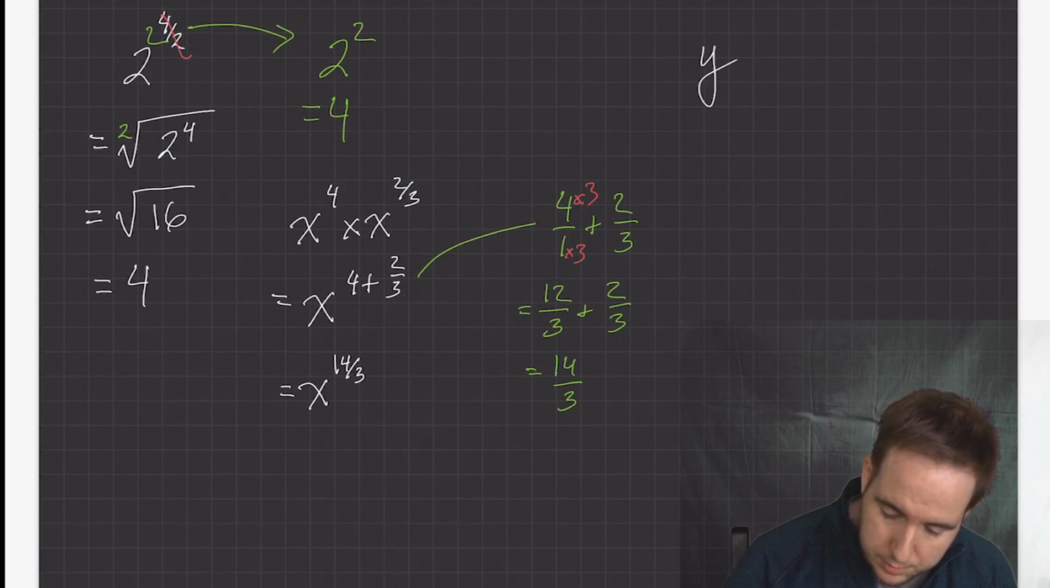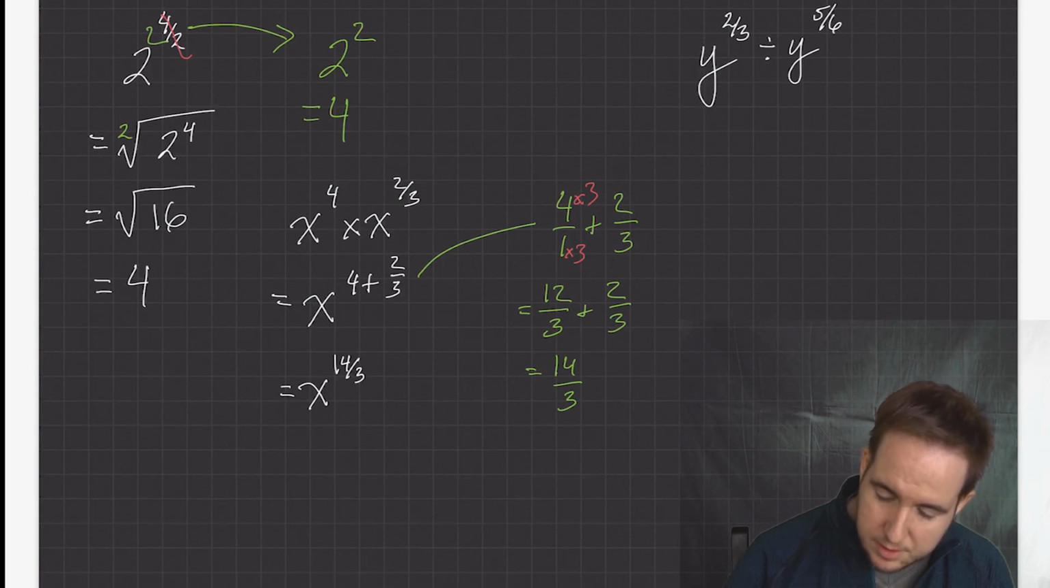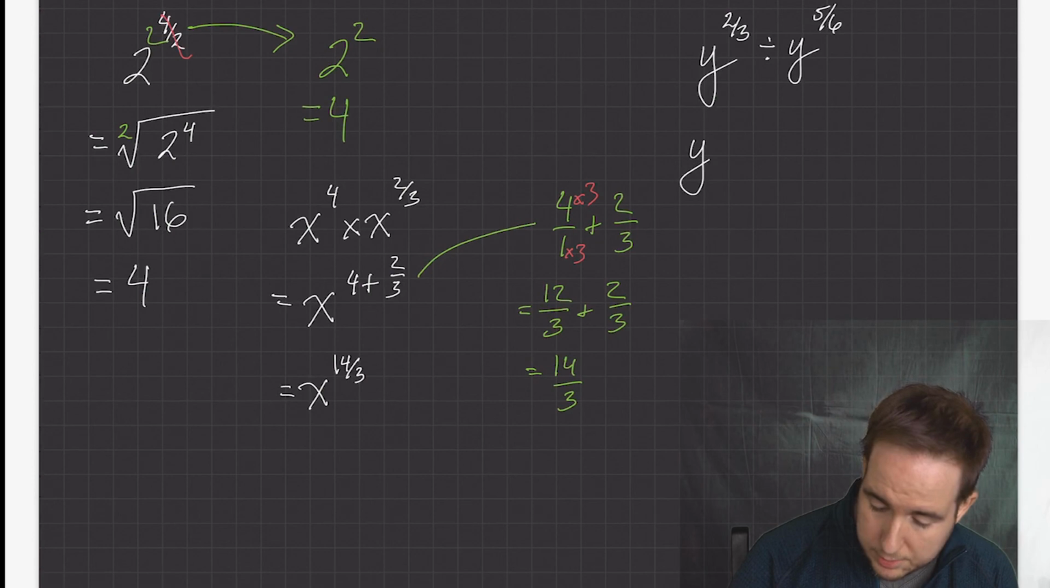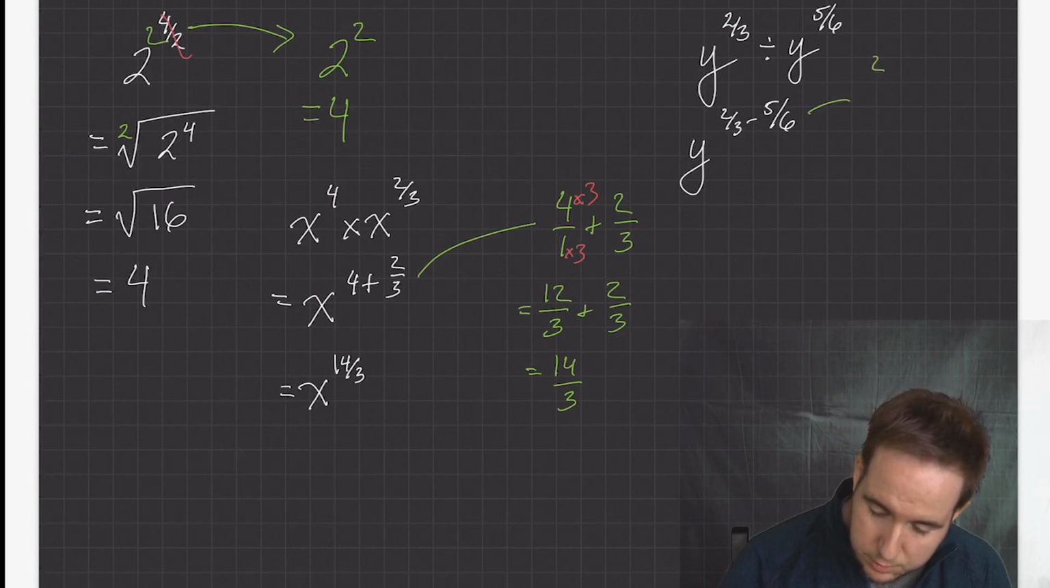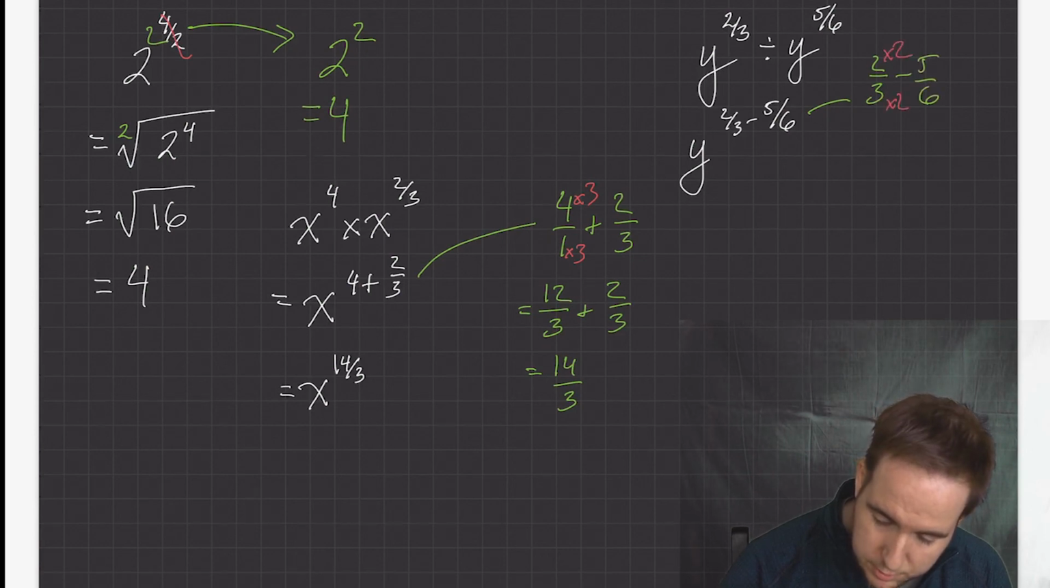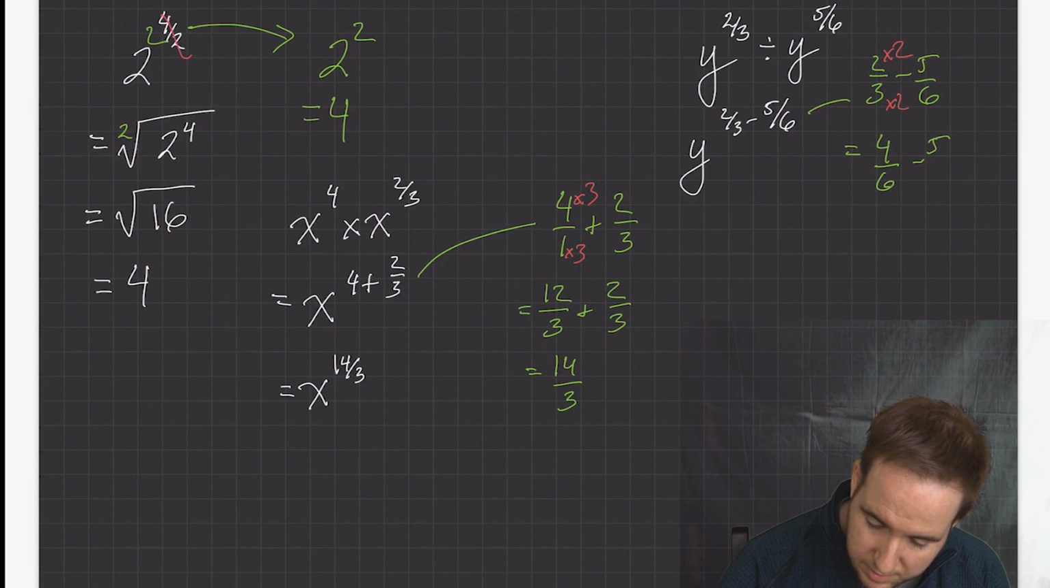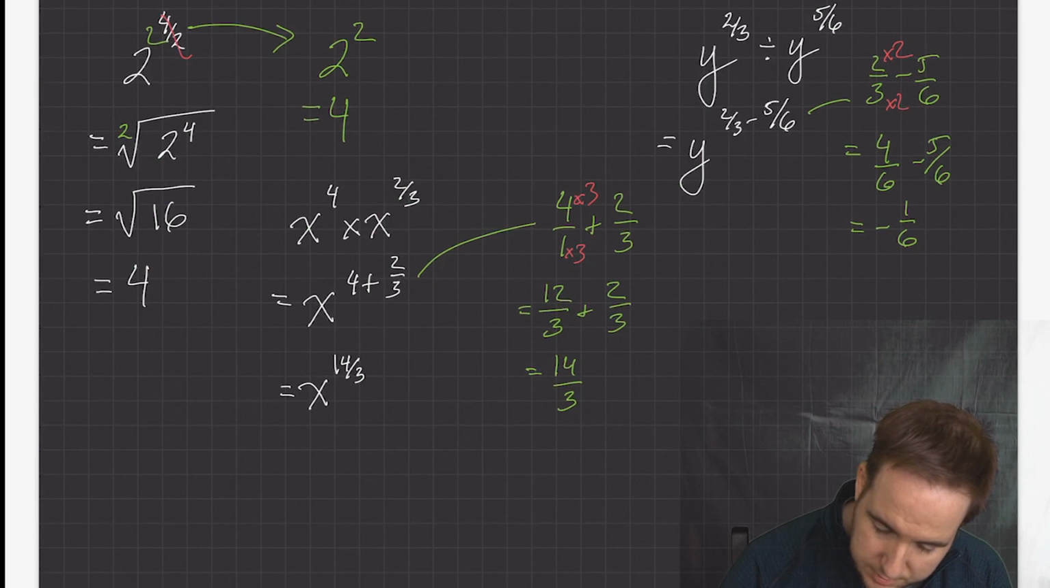How about y to the 2/3 divided by y to the 5/6? That has to be, it's the subtraction rule, y to the 2 over 3 minus 5 over 6. And again, the same thing. You have to figure out what this is. So 2/3 minus 5/6. I should multiply that by 2, and by 2, I will get a common denominator, which is 4/6 minus 5/6, which is equal to -1/6.